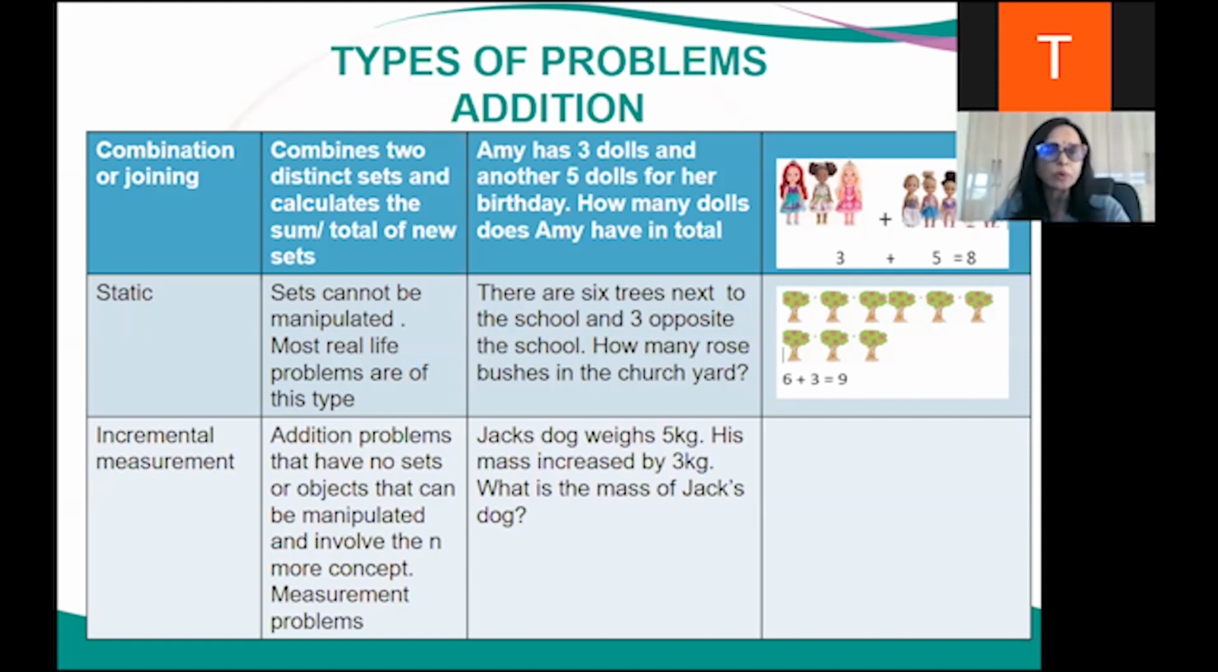The next is what we call incremental measurement. Here, the addition problems have no sets or objects that can be manipulated and involve the more concept, such as measurement. Jack's dog weighs 5 kilograms. His mass increased by 3 kilograms. What is the mass of Jack's dog? What we say is Jack's dog now is 5 kilograms after his mass increased by 3 kilograms. So what is his mass? Here again, it will be 3 plus a question mark is equal to 5.